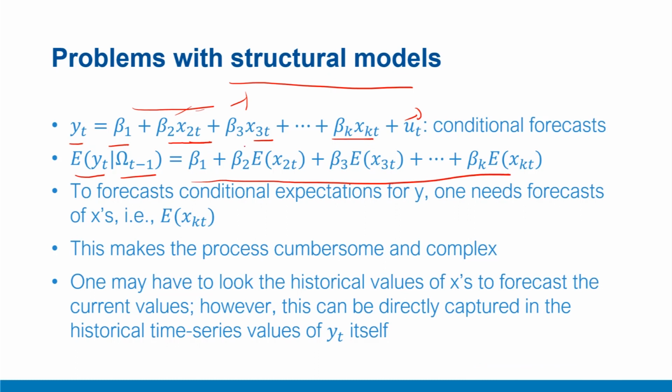However, because these betas are constant, they are sort of population parameters, so they are taken out. Inside the expectations operator, we have taken expectations on both sides.